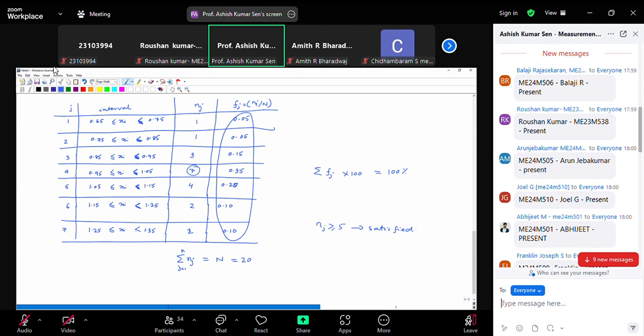Now, the question is, how do you know how many intervals to pick? Whether I will make 7 intervals, whether I will go from 0.65 to 0.75 or 0.65 to 0.7. Why not 0.7? So this number of intervals, that is the k, right?